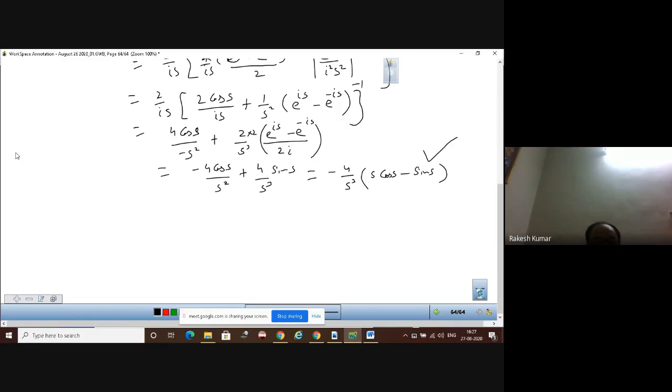So this is the first part, and for the second part, by the inverse formula, you can write down the inverse formula here.